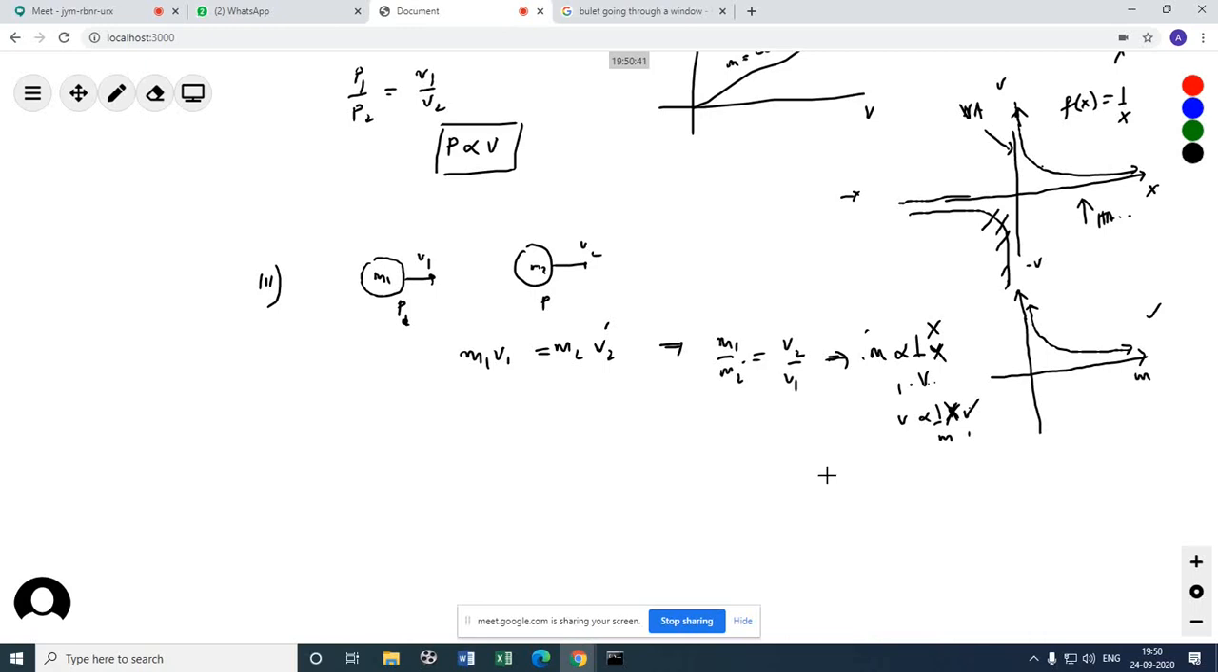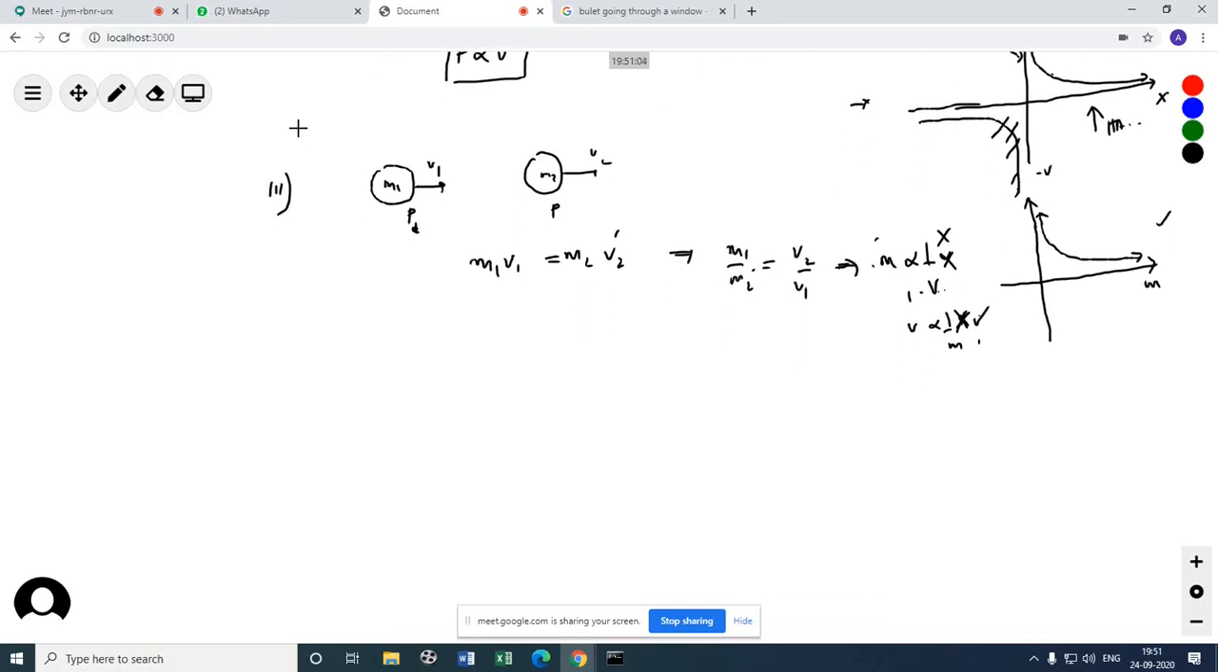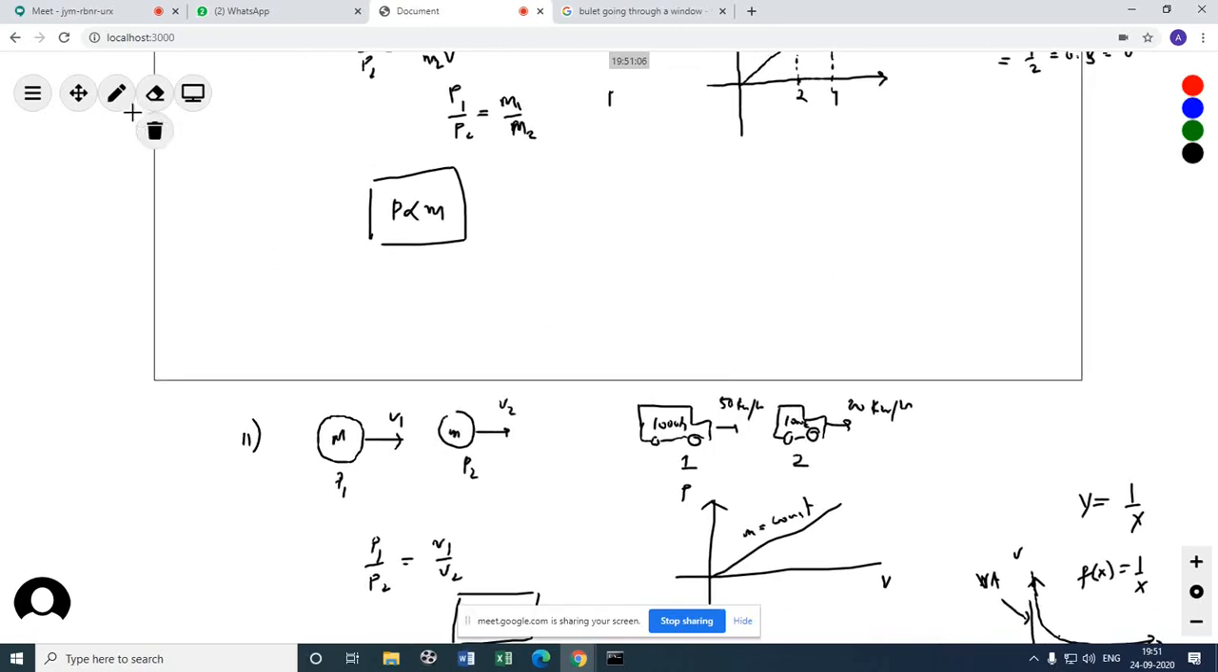Clear? So what do you see from here? If m is more, velocity will be less. And if m is less, definitely velocity will be more, keeping the same momentum. Correct? May I clean it? Yes, sir.